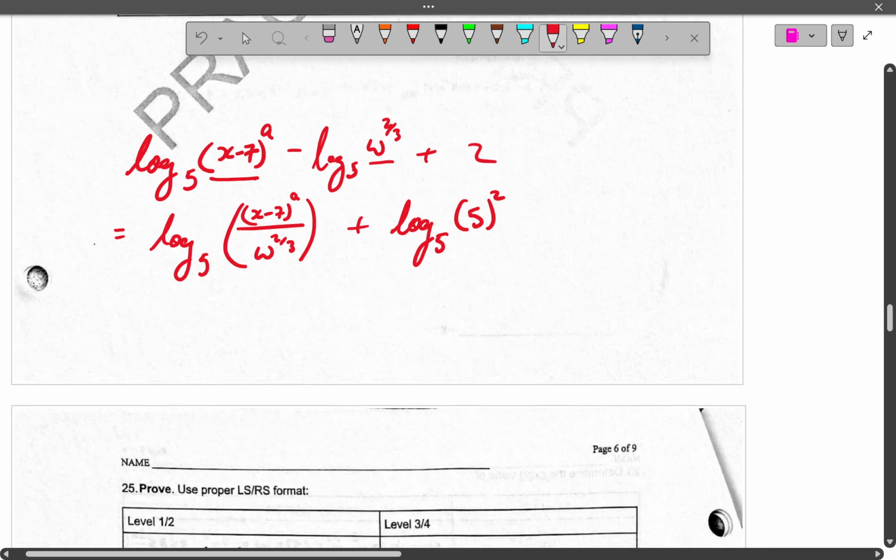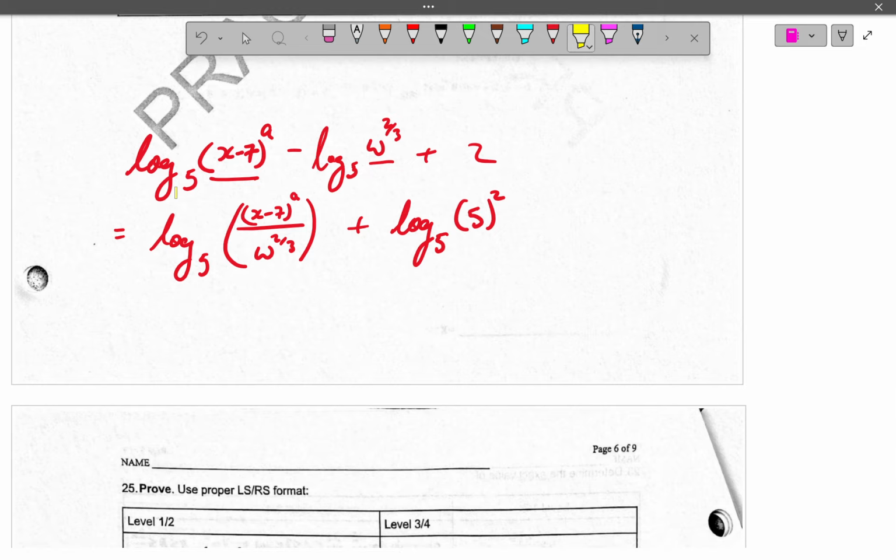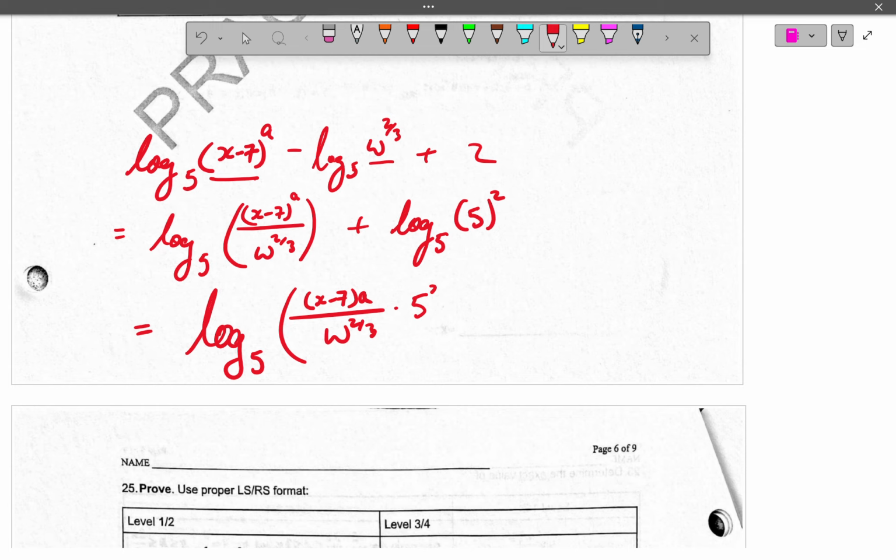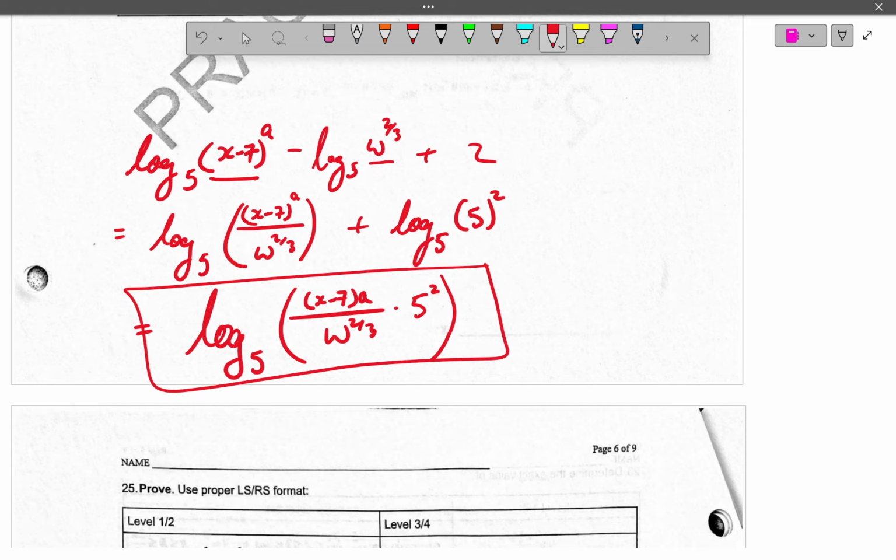And now the last thing that we have to do is use the addition rule, which was the opposite of the rule we used here, where if we subtract two logarithms, we take what's inside both of them and divide them from one another. But in this rule, we're taking these two logarithms, this one here and this one here, and multiplying the insides together. So the final answer, written as one single logarithm, will be log base 5 of x minus 7 times a divided by w over 2/3, multiplied by 5 squared. And so that's your final answer for the first part.